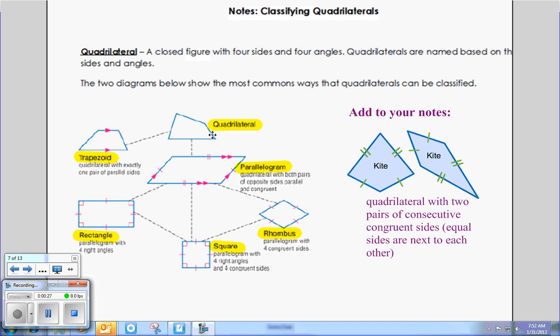So we have 2 diagrams here that show the most common ways that quadrilaterals can be classified. The most important is this flowchart that you see on this first page. At the top of our flowchart, we have the quadrilateral. Now it just has the general definition that it has 4 sides and 4 angles. There are a couple of major types of quadrilaterals. One is the trapezoid.